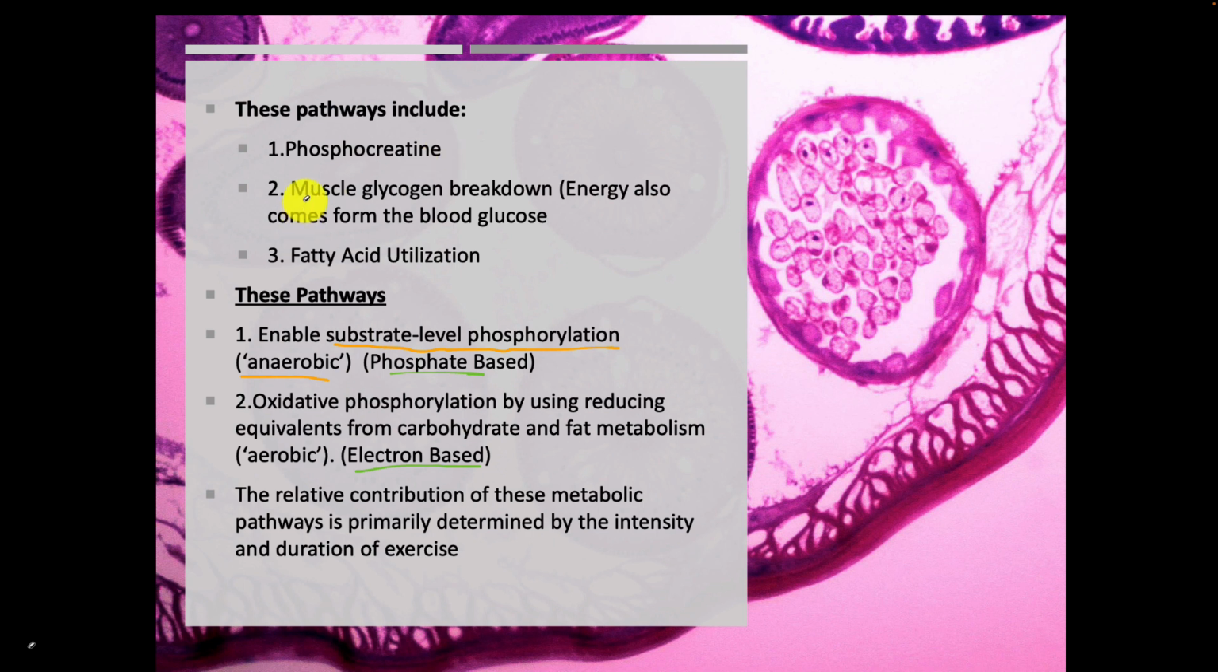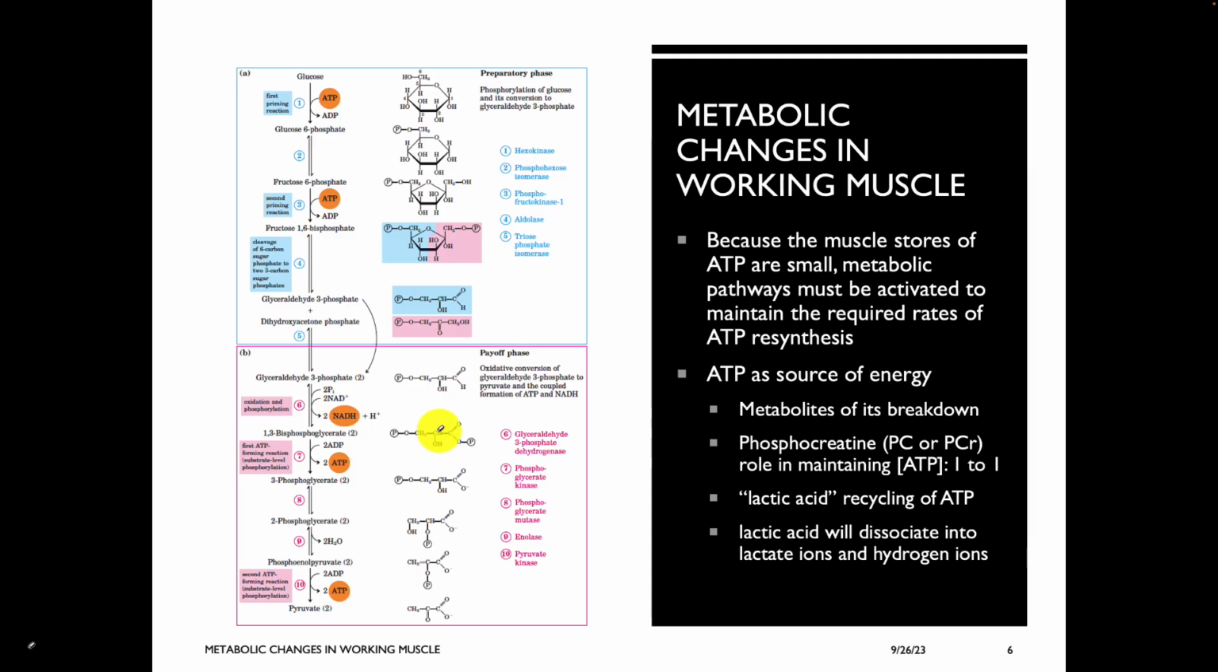We know that anaerobic and aerobic glycolysis are both going to help restore ATP, and it's going to use glycogen first, and then it will use blood glucose second. And we know that fatty acids are also going to help restore and regenerate ATP. And some of them are going to use phosphates, and some of them are going to use electrons. Okay, so that's where we are so far.